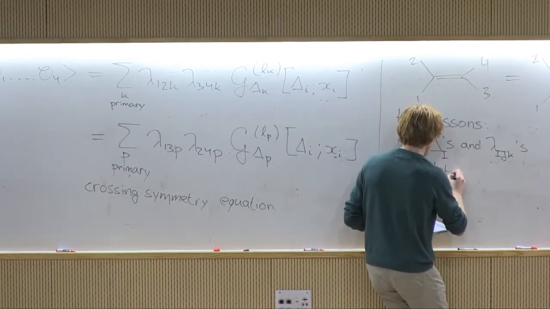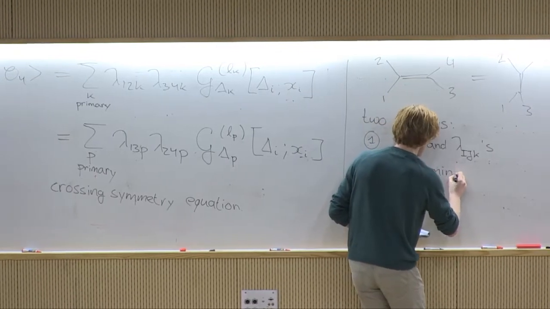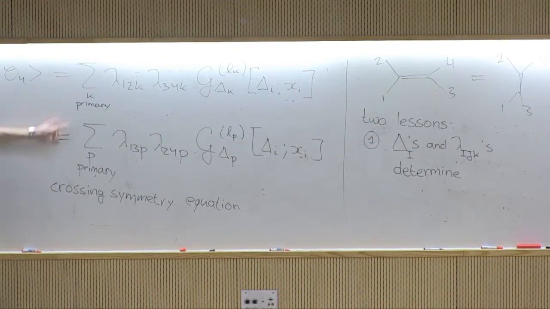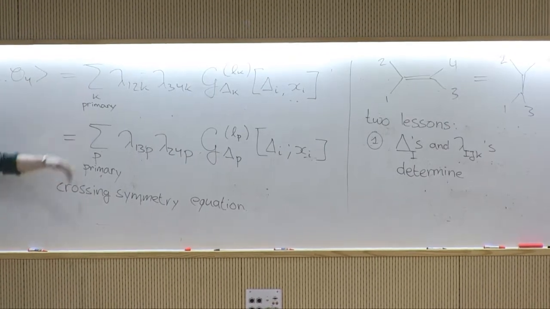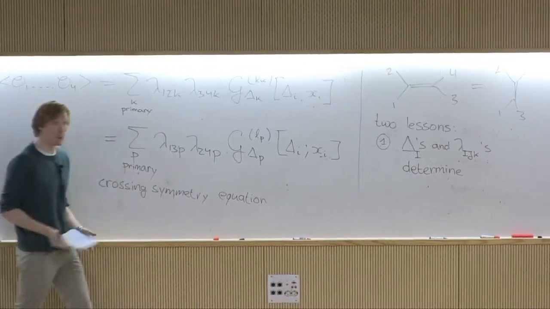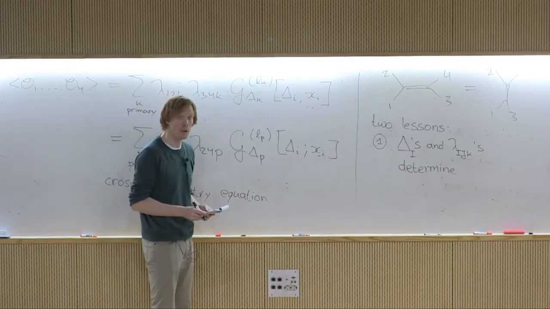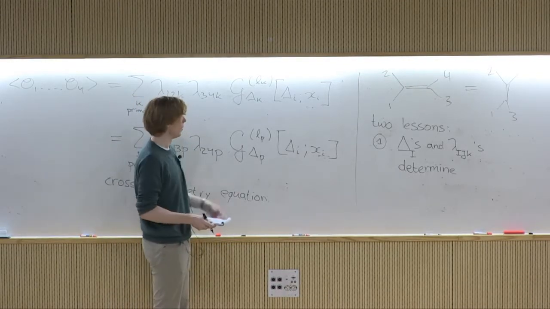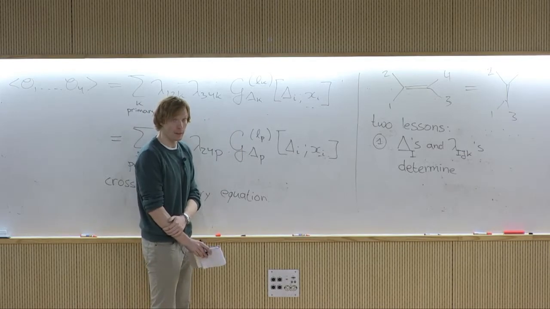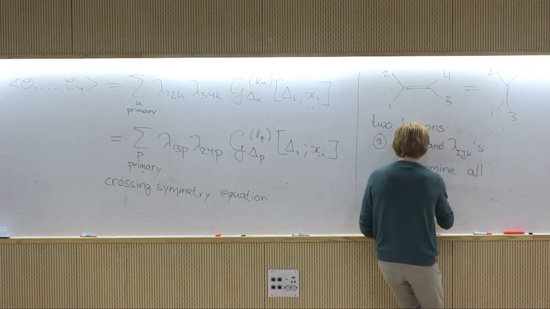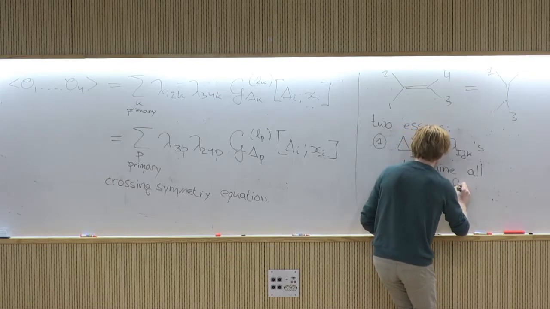So the deltas and the lambdas, they determine the 2-point functions and the 3-point functions. They determine the 4-point functions, but also the 5 and the 6 and all the higher point functions, because I can just do the operator product expansion a bunch of times in a row to reduce it ultimately to something like this. So they determine all n-point functions.